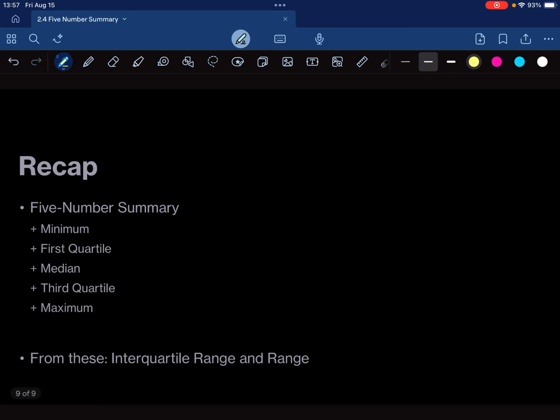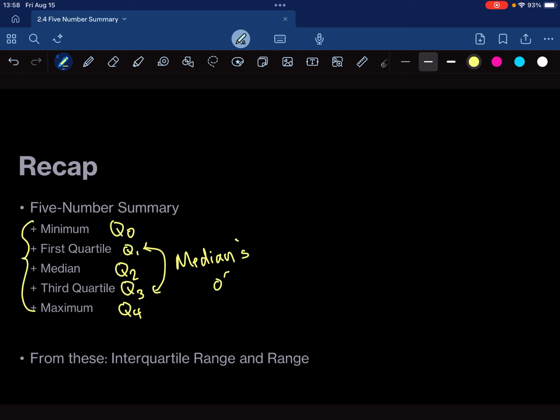Just to recap, the 5-number summary consists of the minimum, the first quartile, the median, the third quartile, and the maximum, Q0, Q1, Q2, Q3, and Q4. Q1 and Q3, the first and third quartiles, are the medians of half of the data. And the last thing I want to do is just make sure you remember that the interquartile range and the range are not actually part of the 5-number summary. They are results of the 5-number summary.